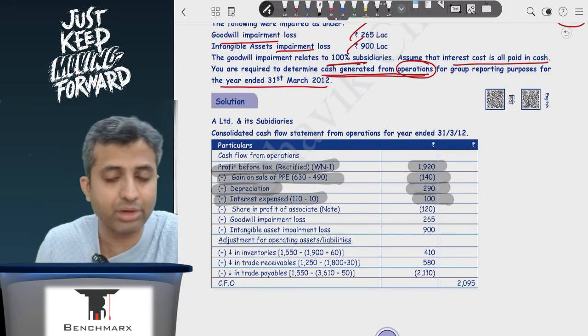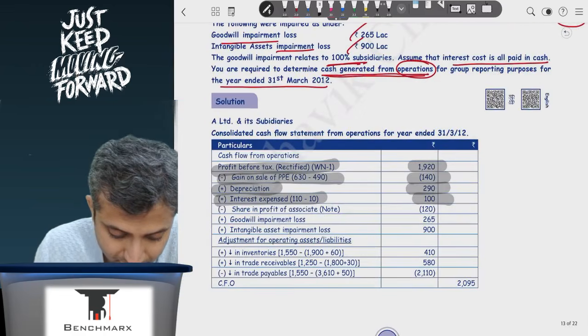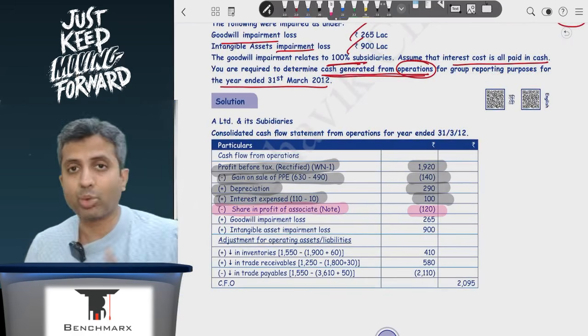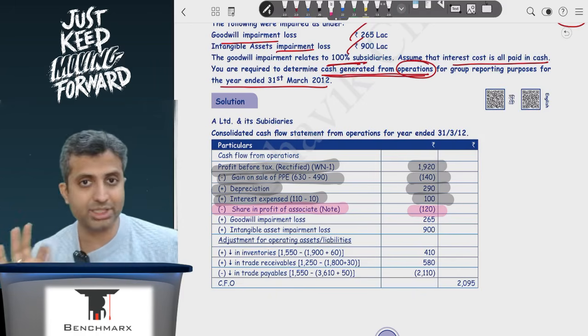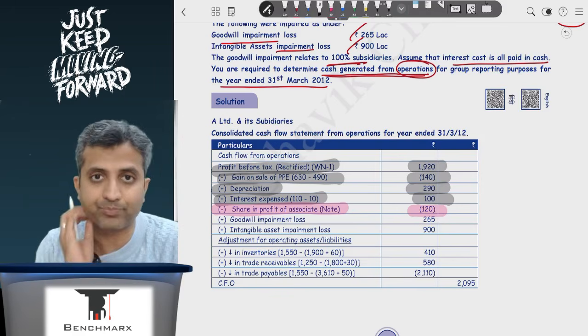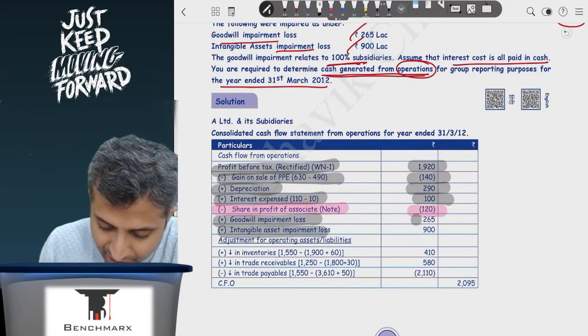That is 110, but I've already adjusted, so this is 100. I will add back, or rather remove, this is very important, the share in profit of an associate. Now one can say I'm removing this, but I'll have to add the dividend. That dividend will go in cash flow from investing, not cash flow from operations. And then there is goodwill as well as intangibles impairment that you will add back, and that's about it.